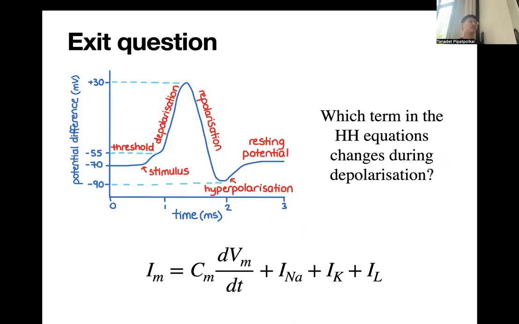Before I finish this lecture, I want to end with the exit question by looking at this action potential and which term in the Hodgkin-Huxley equation do you think changes during the depolarization? Is it the capacitive current, the sodium current, the potassium current, or the leak current? It is the sodium current. And you peak there because of the inactivation of the sodium channel. That's all you need.